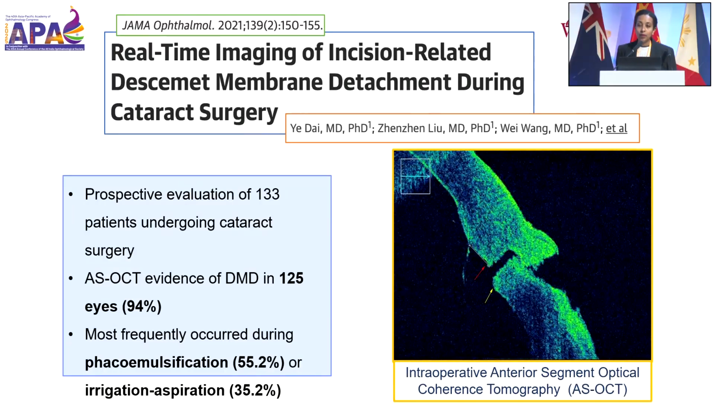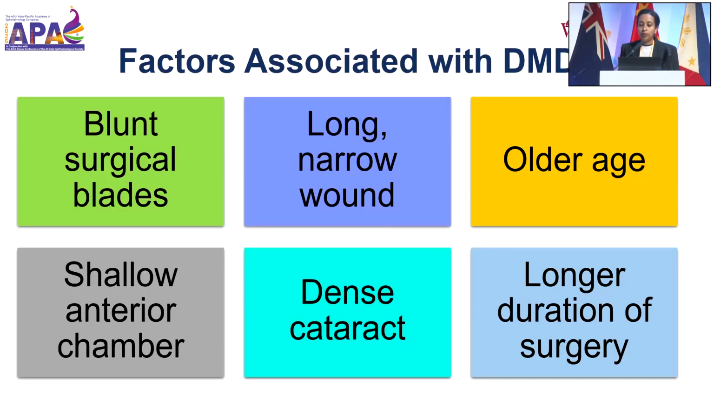So when we look using intraoperative OCT, as shown here, you can see that DM strips are actually quite common during surgery. This was a study that was published in JAMA Ophthalmology. It was a prospective study of about 130 patients undergoing cataract surgery. And you can see here, using anterior segment OCT, they imaged for evidence of DM strips, and basically they found it in 94% of eyes. It most commonly occurred during the step of phacoemulsification, followed by irrigation and aspiration as the second most common step. But again, fortunately, we know that 94% of the time it's not visually significant, so only a small portion of that will be visually significant.